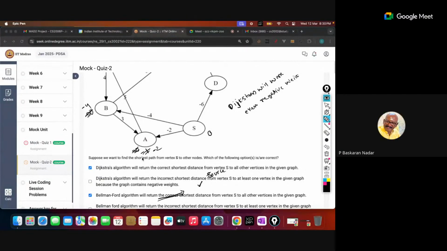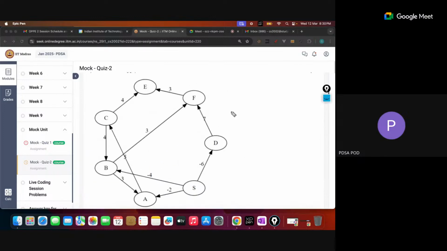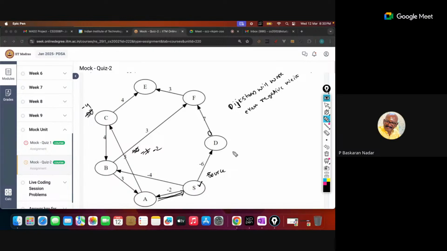Suppose I want the distance from S to F. What will it find? S to F. No, it's starting from S. Suppose I want to go to F. Where is F? Yes, S to F. Is a negative cycle there? Let me check it. Nothing to do with the negative. What will be the result? Start at S. Look for D, which will be the smallest.